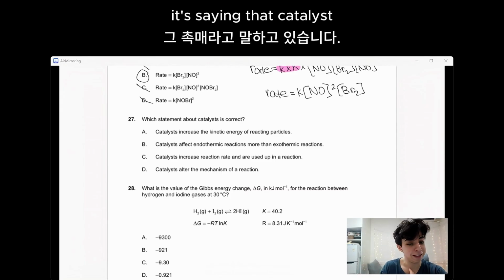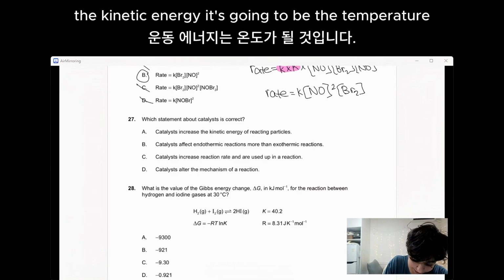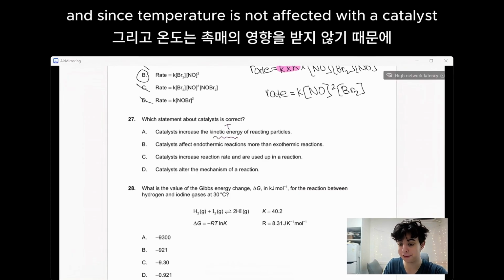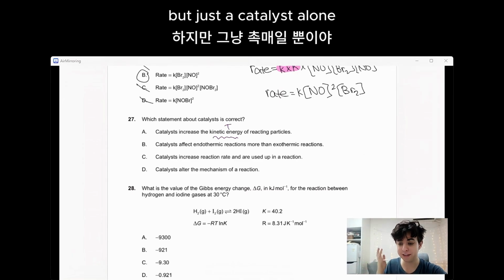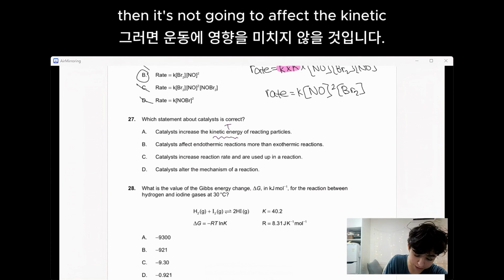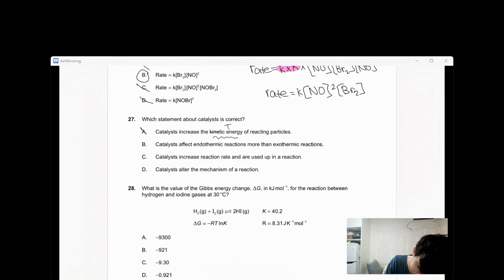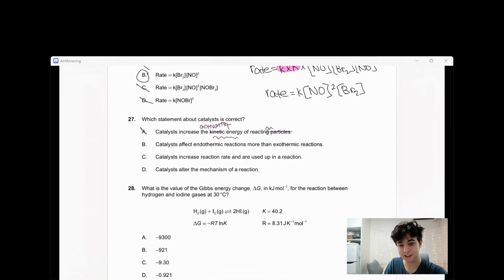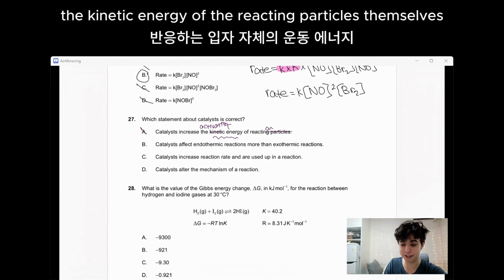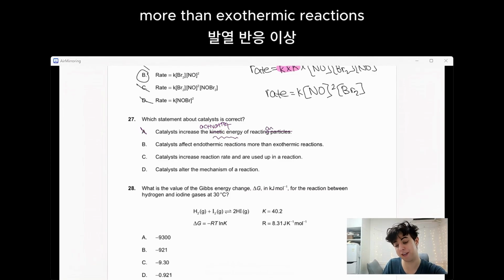Okay, so A, it's saying that catalysts increase the kinetic energy of the reacting particles. The only thing that's going to affect the kinetic energy is the temperature, and since temperature is not affected by a catalyst alone, unless you're changing it in addition to the catalyst, then it's not going to affect the kinetic energy of the reacting particles. It is going to affect the activation energy of the reaction. It does do that, but it does not affect the kinetic energy of the reacting particles themselves. Okay, so B, catalysts affect endothermic reactions more than exothermic reactions.